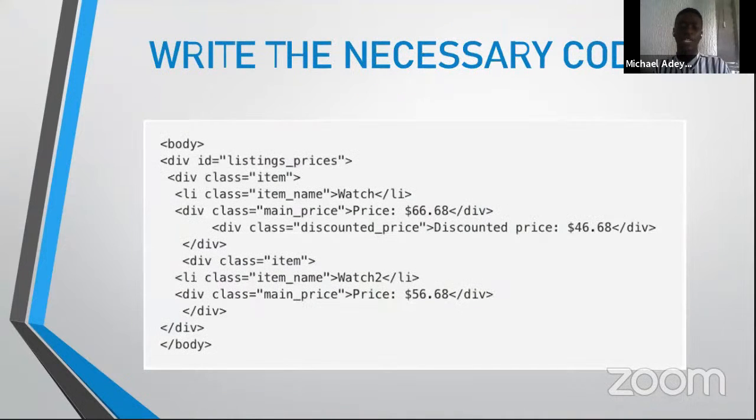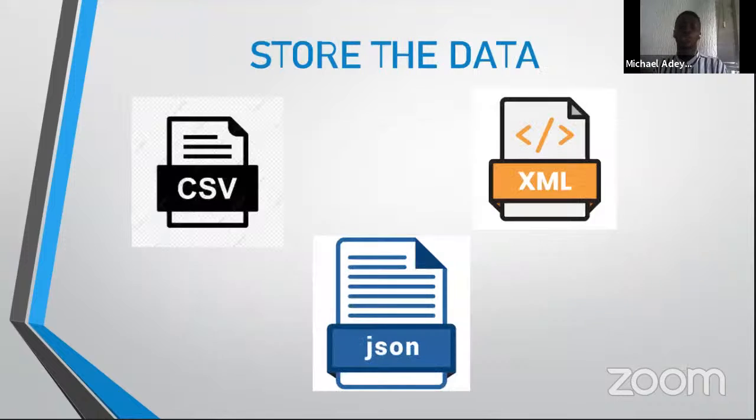Then you write the necessary code, you execute the code, then you store the data, either in a CSV file, which is called comma separated value, or an XML file, which is extensible markup language, or a JSON file, which is JavaScript object notation.